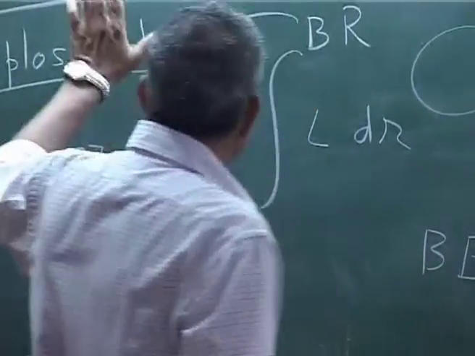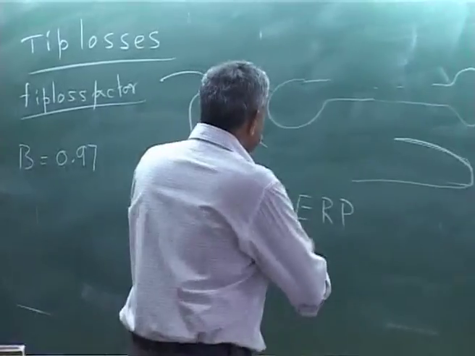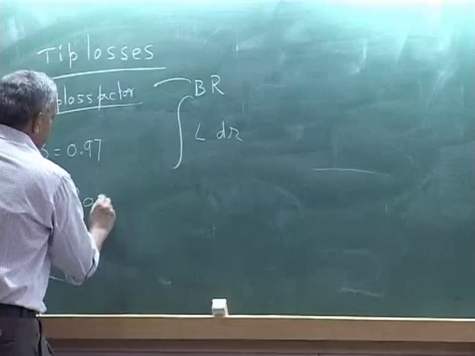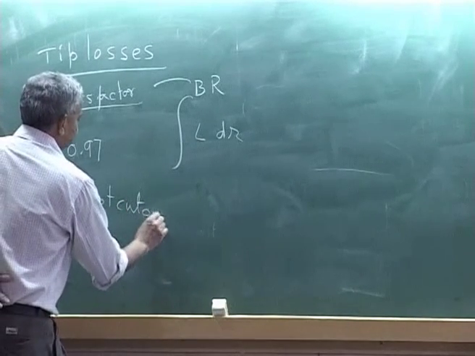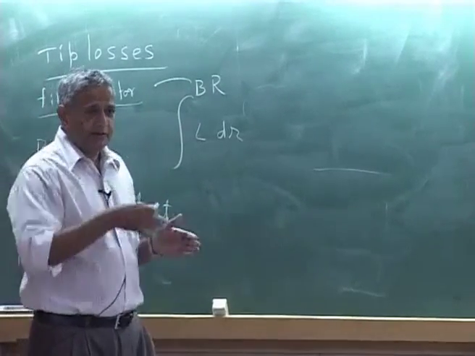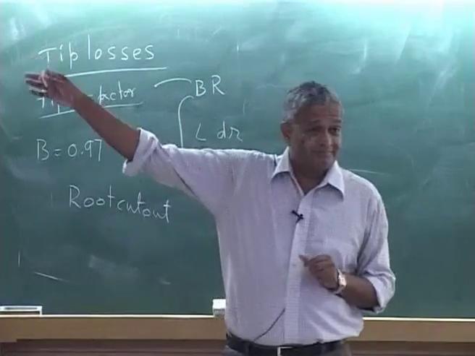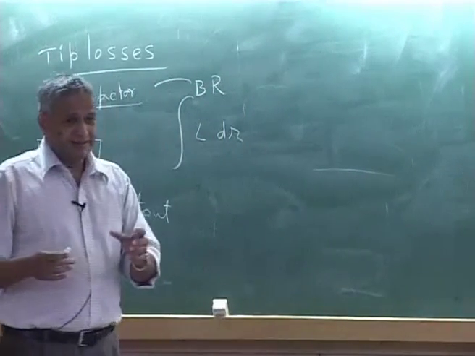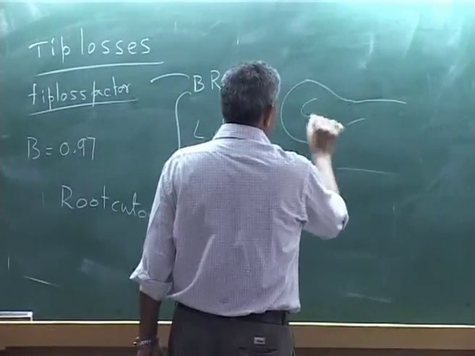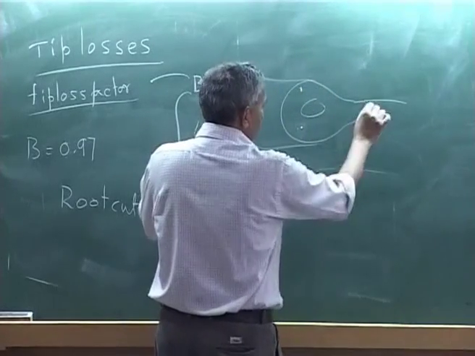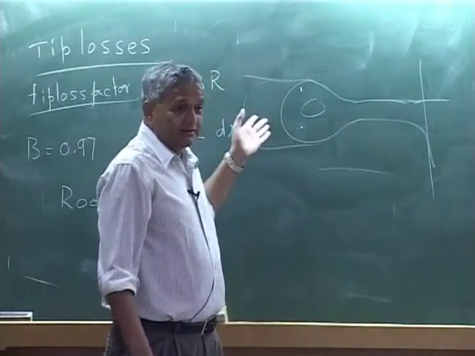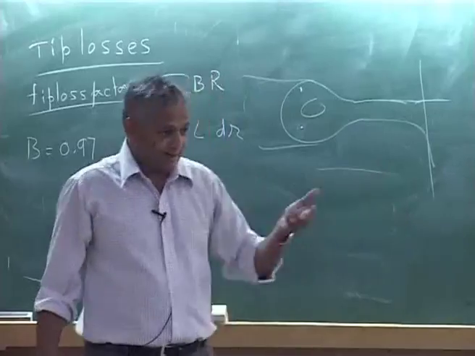That is why tip loss is one. Another one is root cutout. The blade airfoil does not start from 0, because you have a hub and your blade root section will be something like this. Because you have to put a bolt, attach, etc., and the hub will come, and the aerodynamic section will start only after some distance. That means in all this portion there is no lift, you will get only drag.